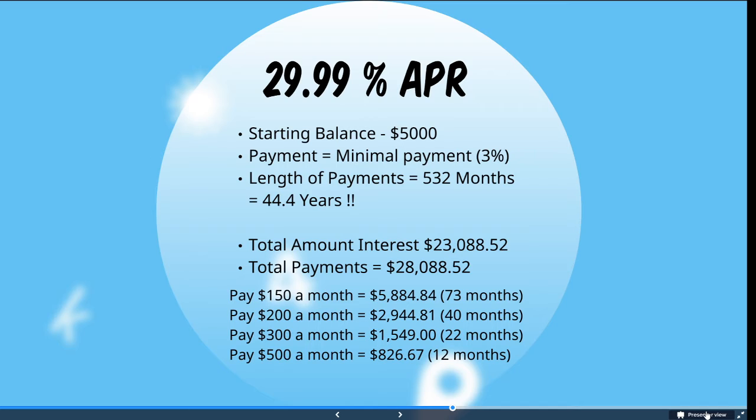If you're able to pay $300 a month, it would take you 22 months, and the total amount of interest paid would be $1,549. And if you're able to pay $500 a month, it would take you a year and you would end up paying $826.67. Now, that's an important thing to realize.